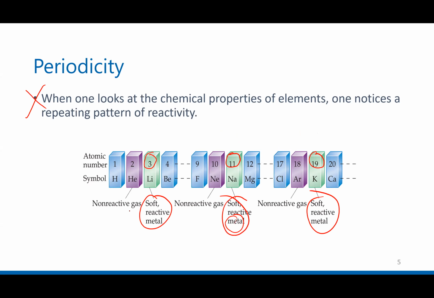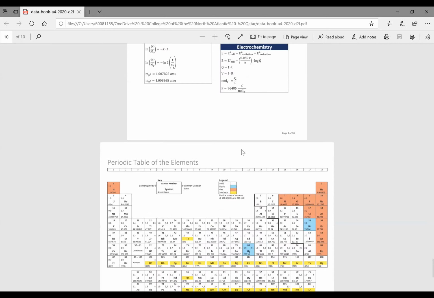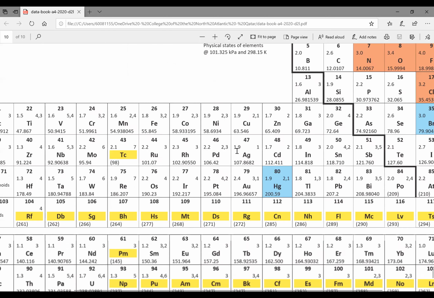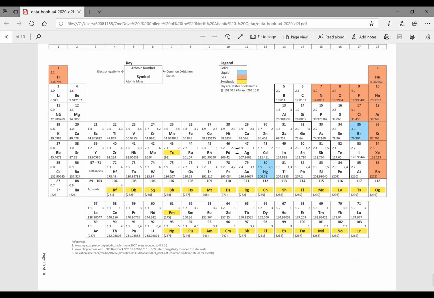So what that meant is when we designed our periodic table, okay, can you guys see this? Oh, sorry guys, my dog, hold on.